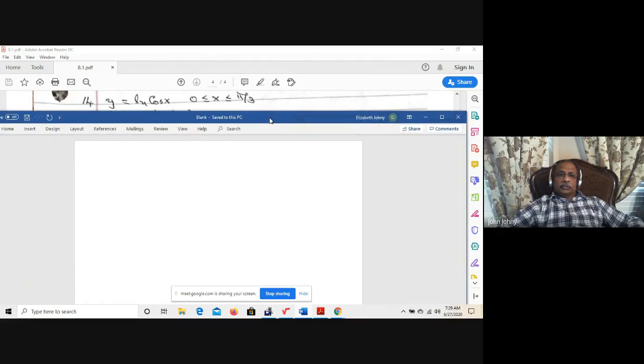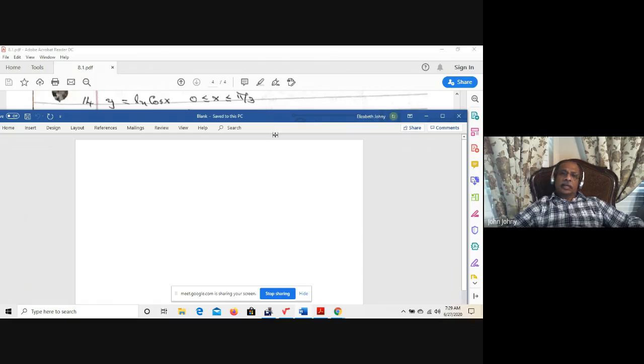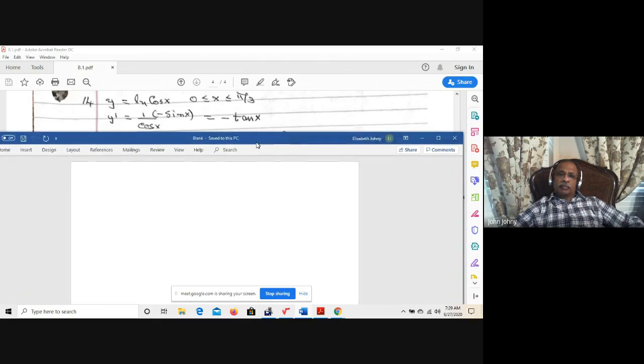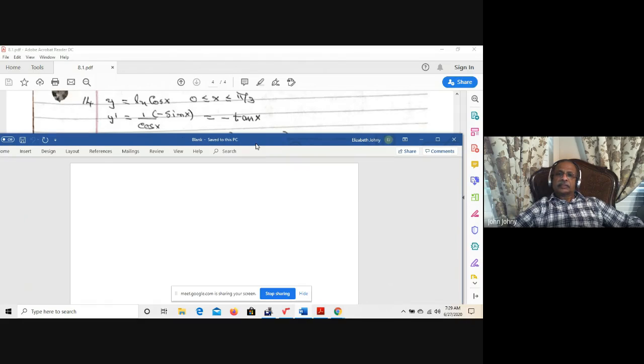y is equal to natural log cos x, where x varies from 0 to pi over 3. So you find y prime. y prime is equal to 1 over cos x times negative sin x. Sin x over cos x is tan x, so this is negative tan x.